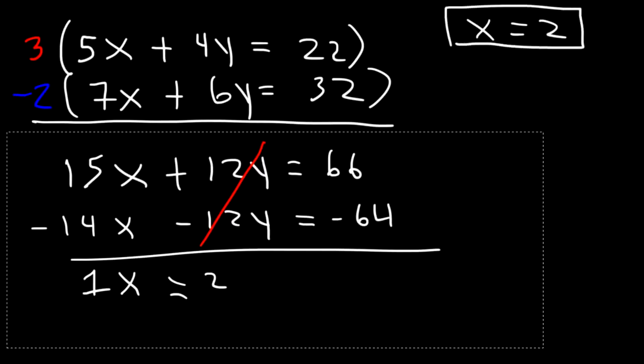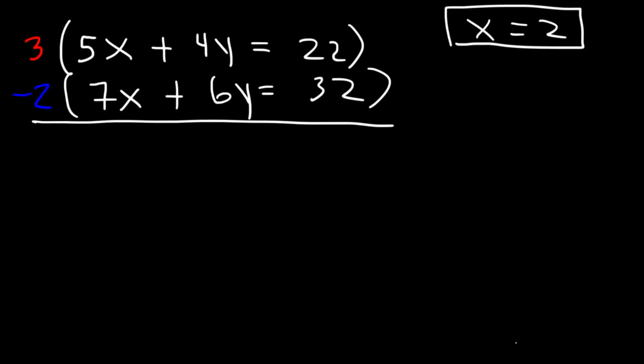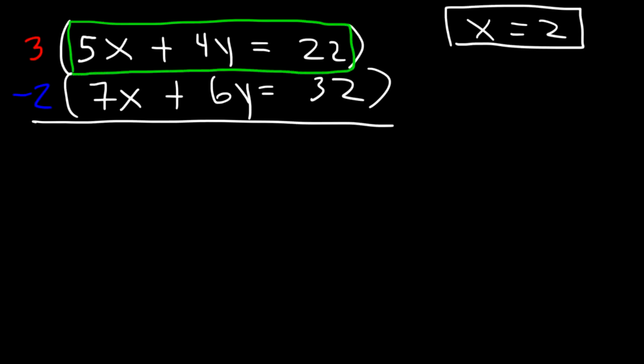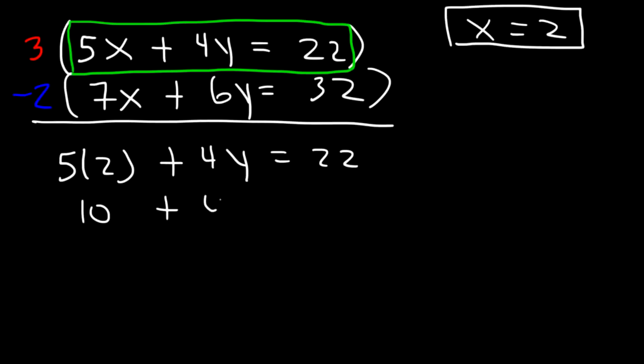So we can get rid of this stuff. Now let's use the first equation without the 3 involved. Let's replace x with 2, and then let's find the value of y. 5 times 2 is 10. Next, we need to subtract both sides by 10.